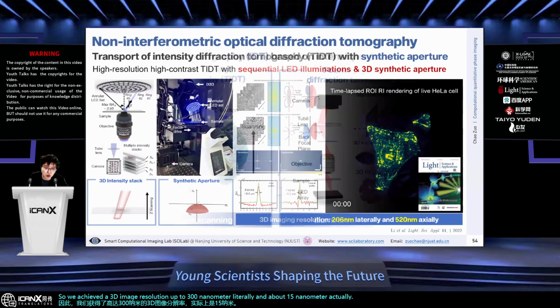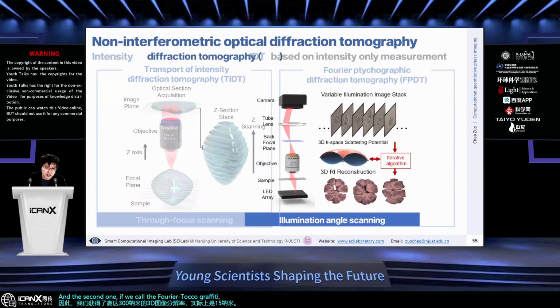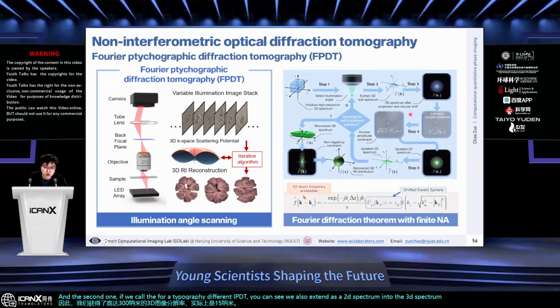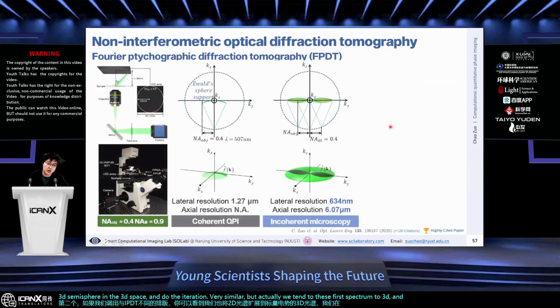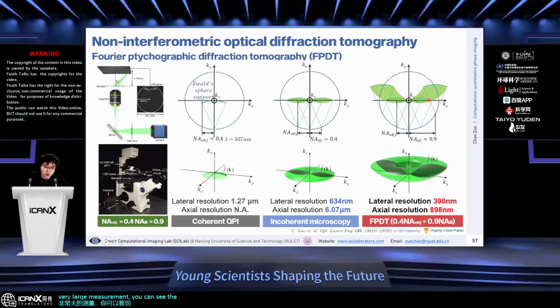The second one we call Fourier ptychographic diffraction tomography, FPDT. You can see we also extend the 2D spectrum into the 3D spectrum of the scattering potential, and we place our measurement on the 3D semisphere in 3D space and do the iteration very similarly, but we extend the 2D Fourier spectrum to 3D. It can be observed that if we incorporate some very large NA measurements, the support of the 3D spectrum can be significantly enhanced, especially along the axial direction.